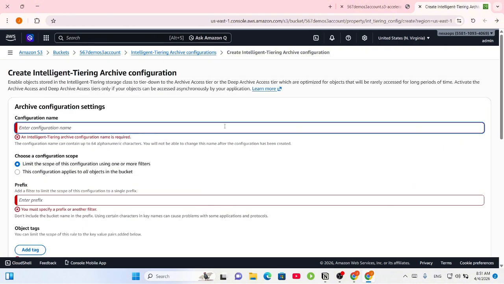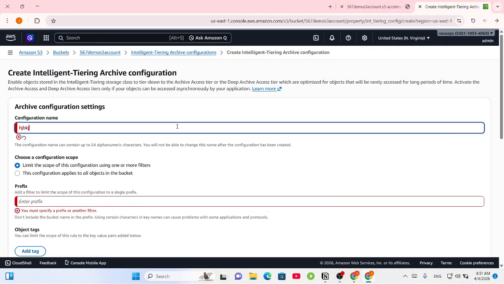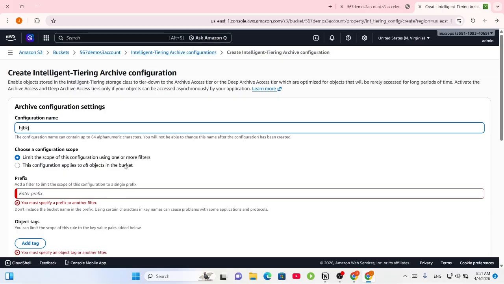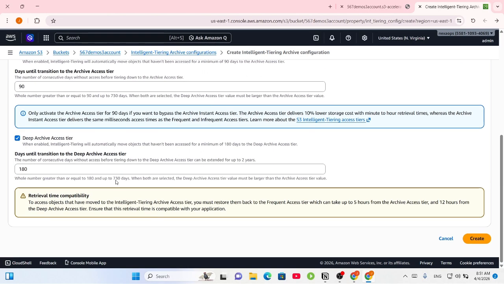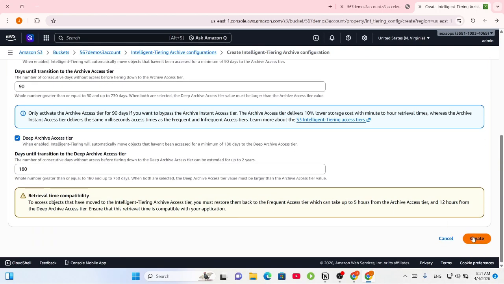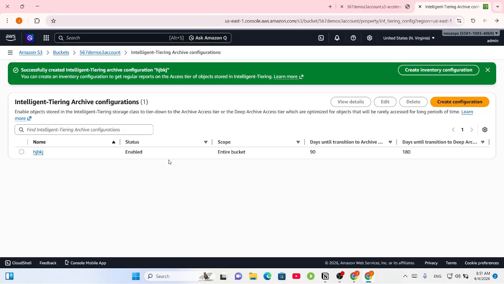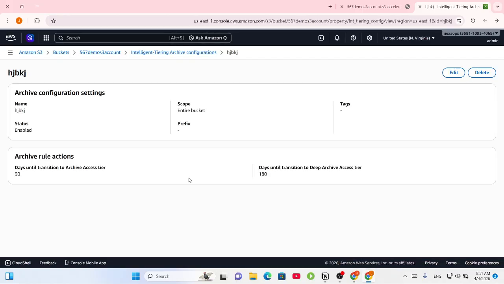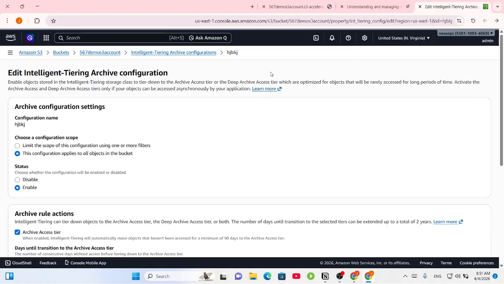So when I click create configuration name, let's just name it here. Okay. So what this does is basically I'm saying access archive access tier until transition to deep archive. Okay, so these two are actually two different things. We have deep archive and archive.